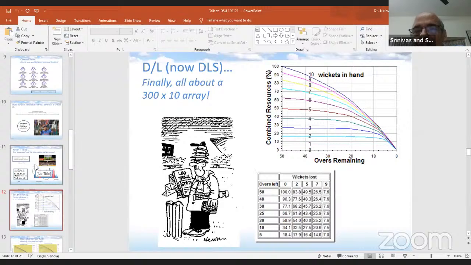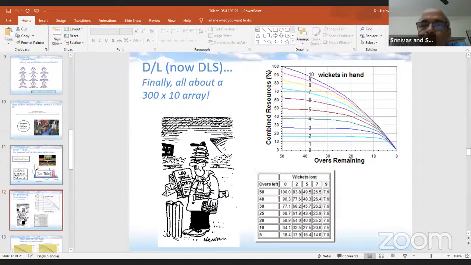So all these are curves, and these curves are based on wickets in hand. Okay, so let's start a journey. We are starting our chase. It's an ODI match that all of us are playing.